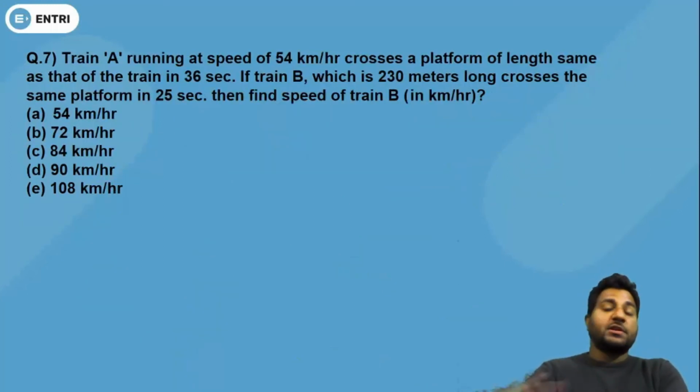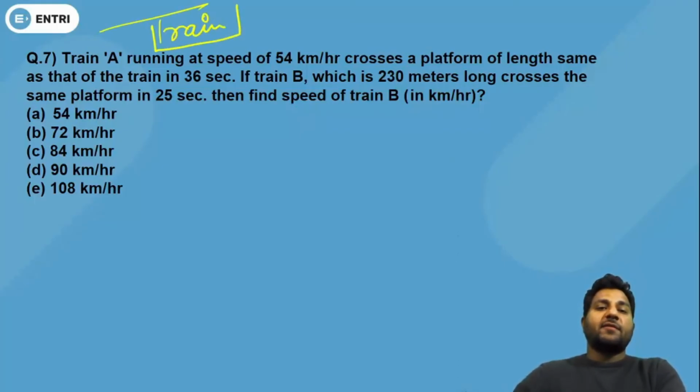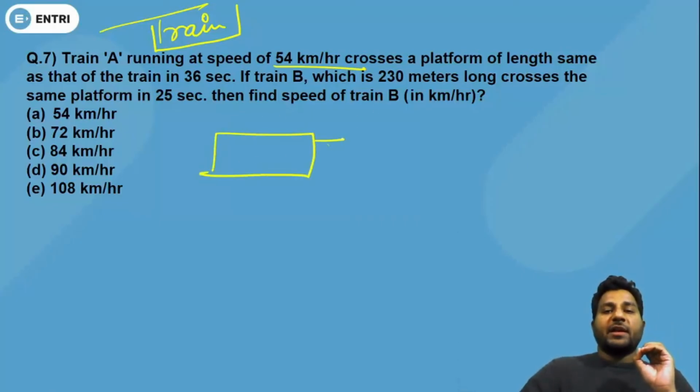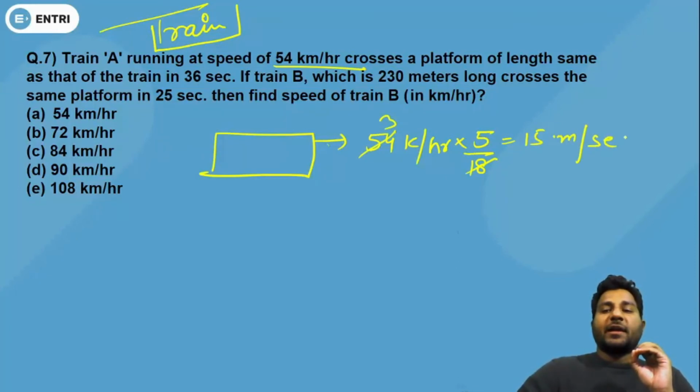Here comes the next question, which is based on train. Guys, there are several questions on the arithmetic portion. Train A running at 54 km per hour crosses a platform of length same as that of the train. Let's convert it into meter per second. That makes 15 meter per second.